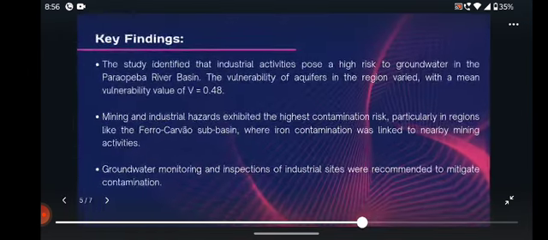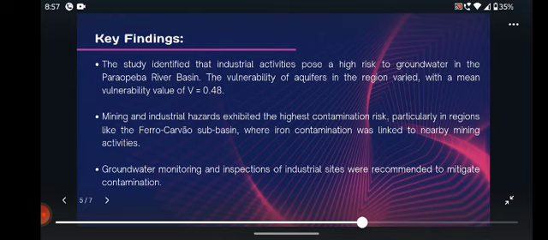Key findings: the study identified that industrial activities pose a high risk to groundwater in the Paraopeba River Basin. The vulnerability of aquifers in the region varied, with a mean vulnerability value of V.48. Mining and industrial hazards exhibited the highest contamination risk, particularly in regions like the Ferro-Carboa sub-basin, where iron contamination was linked to nearby mining activities. Groundwater monitoring and inspections of industrial sites were recommended to mitigate the contamination.